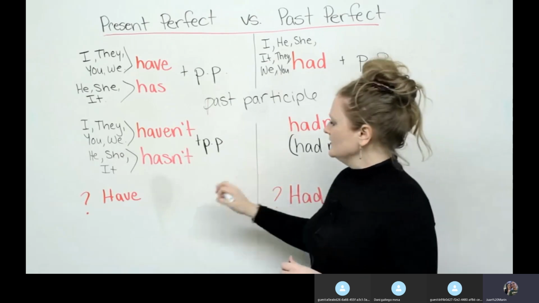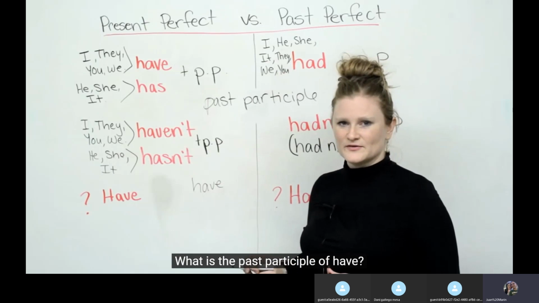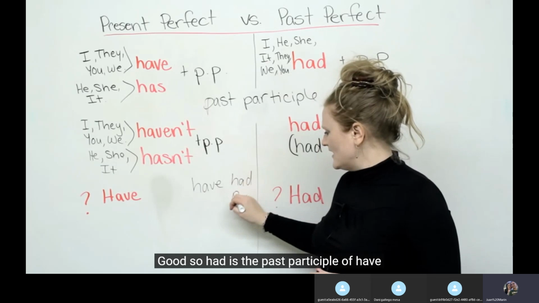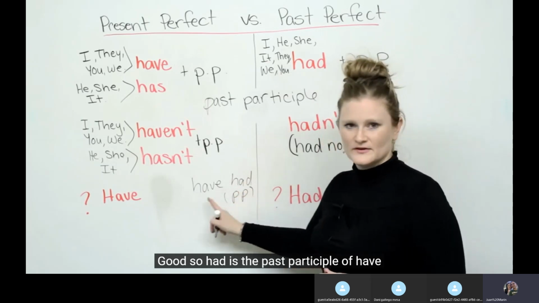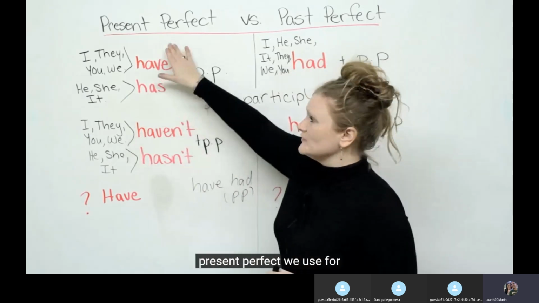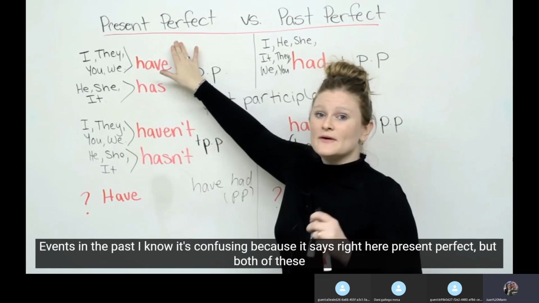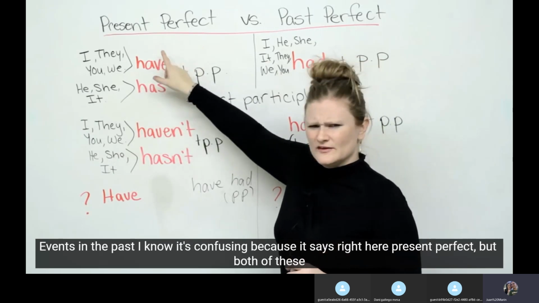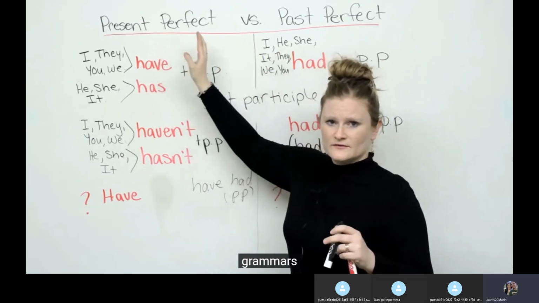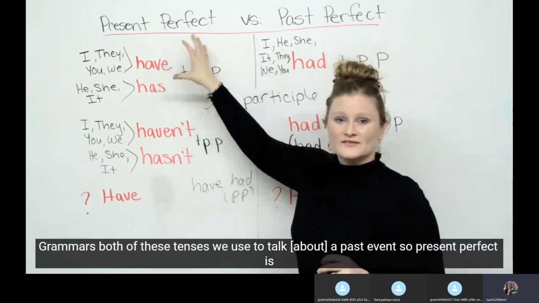So, for example, if you have the verb have, what is the past participle of have? Anyone know? Had. Ooh, yay! Good. So had is the past participle of have. Perfect. So, let's start off. Present perfect we use for events in the past. I know it's confusing because it says right here present perfect, but both of these tenses, we use to talk about a past event.